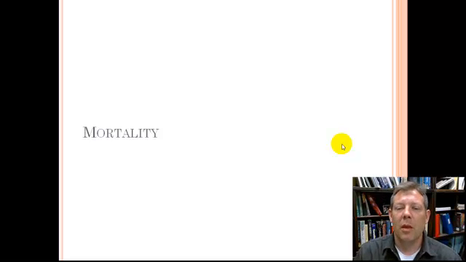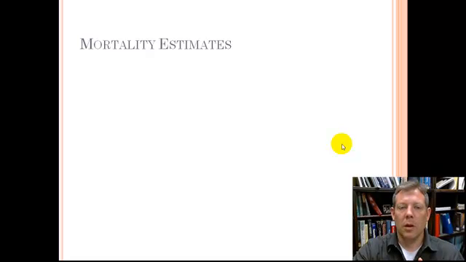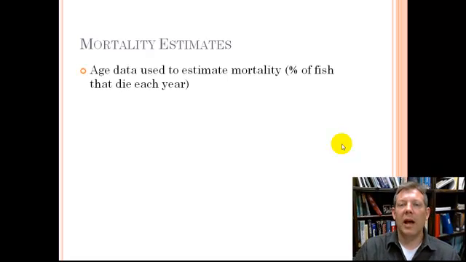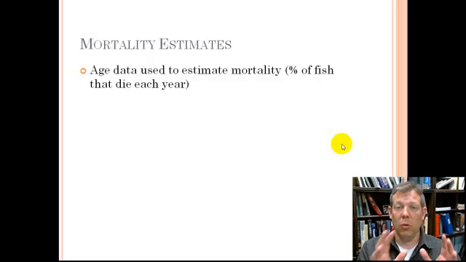Okay. Well, let's talk a lot about mortality, because mortality is kind of a big deal in fish management. So we get our mortality estimates by looking at our age data. This is one of the reasons that we take ages off of fish. We looked at age and growth. That's a very important use of age data, but also to look at the percent of fish that die each year. And understanding that helps us understand our population.